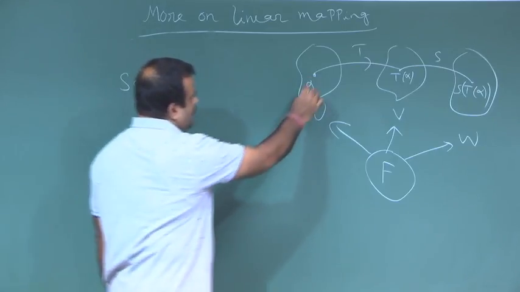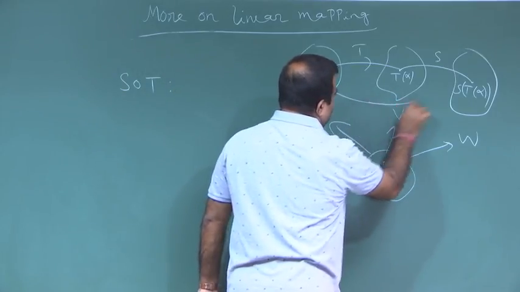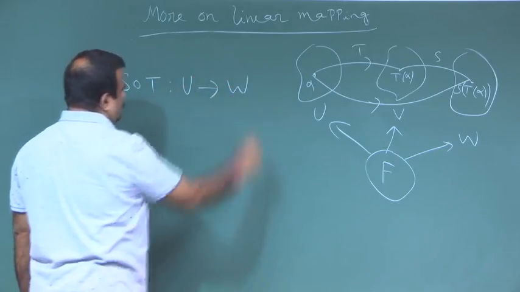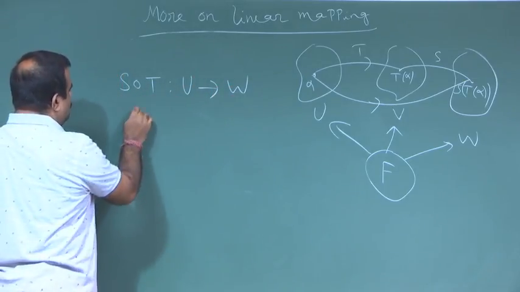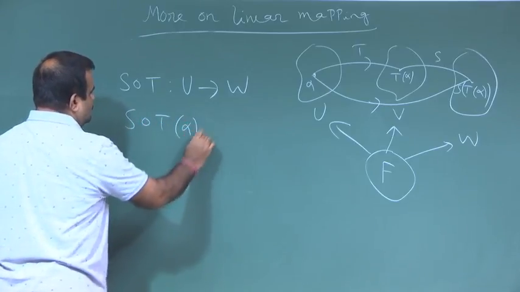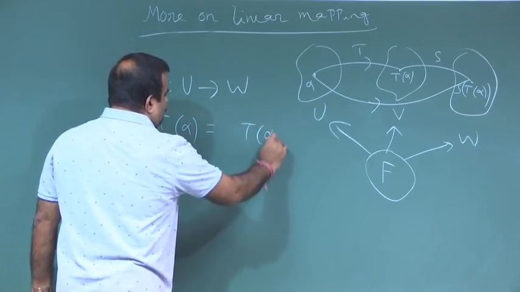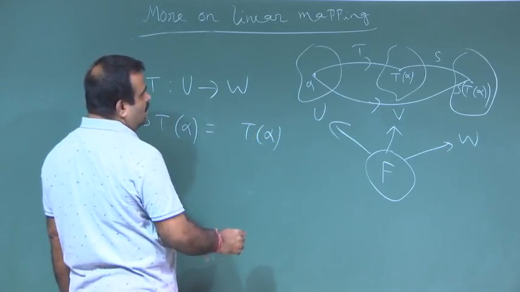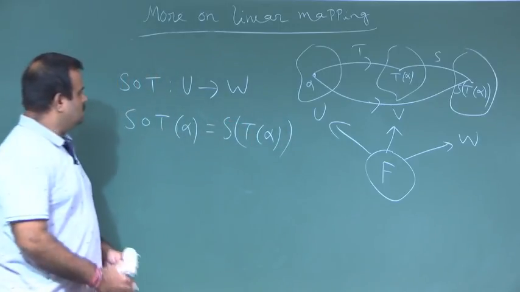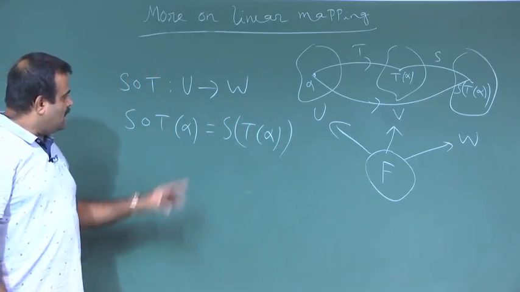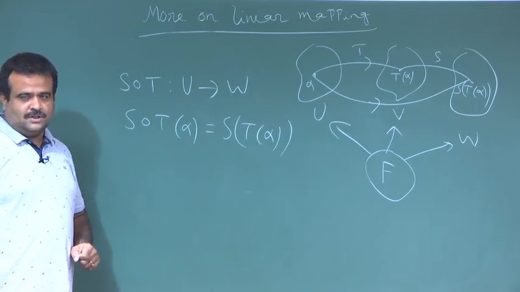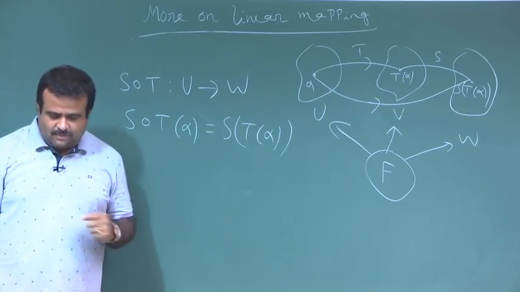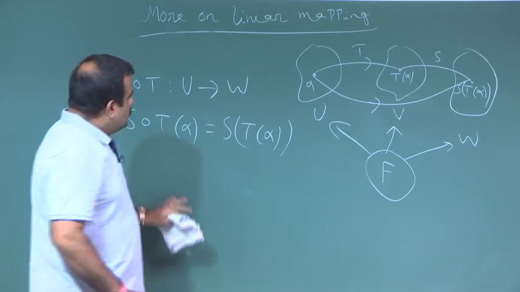This is a mapping from U to W. We take an alpha from U. S compose T alpha means we first apply T to alpha, which gives an element in V, and once it is an element in V, we can apply S on it. This is how we define the composition. Now, we want to check whether this is also a linear mapping, a linear transformation.